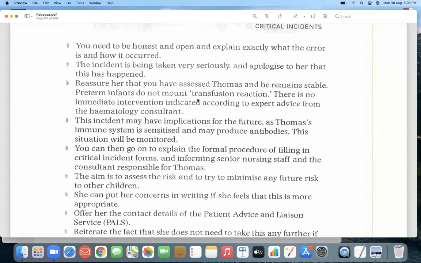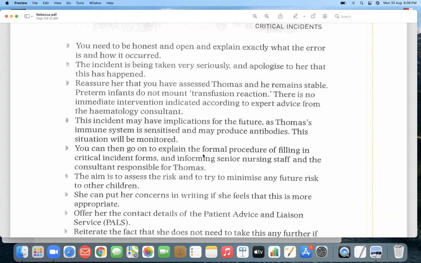There is no immediate intervention indicated according to expert advice from the hematology consultant. So you already discussed, he told you that no immediate intervention is needed. The reason is that preterm infants don't have this transfusion reaction. Their body doesn't have this reaction. This incident may have implications for the future, as Thomas's immune system is sensitized and may produce antibodies. This situation will be monitored. So in future, he should not receive any rhesus positive blood.